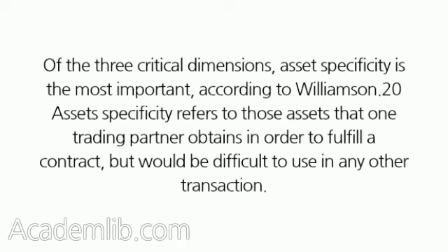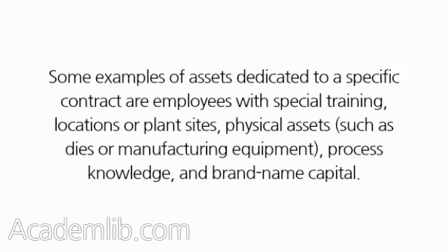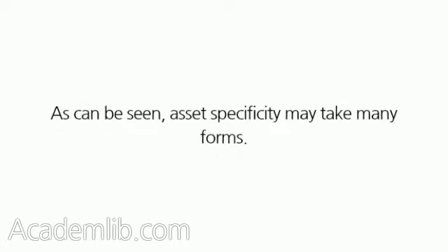Asset specificity. Of the three critical dimensions, asset specificity is the most important, according to Williamson. Asset specificity refers to those assets that one trading partner obtains in order to fulfill a contract, but would be difficult to use in any other transaction. Some examples of assets dedicated to a specific contract are employees with special training, locations or plant sites, physical assets, such as dies or manufacturing equipment, process knowledge, and brand name capital. As can be seen, asset specificity may take many forms.